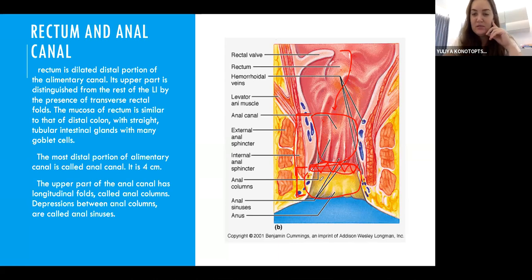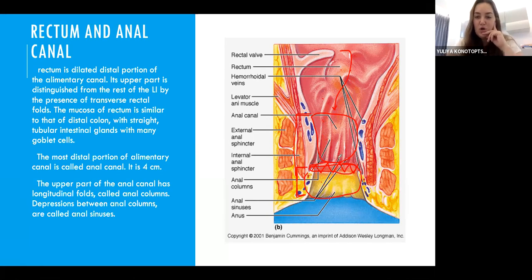Embryologically, this is skin, so it is ectoderm. This is mucosa, so it is endoderm. So the pectinate or dentate line is like a fusion point of the ectoderm and endoderm. It's a fusion point. You can see where the two germ layers have fused together.